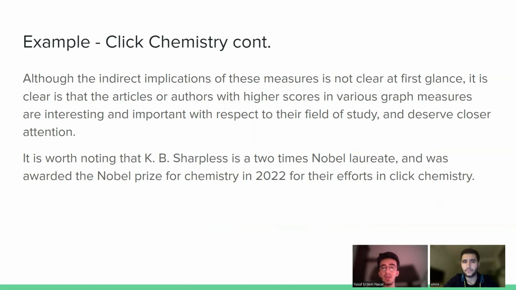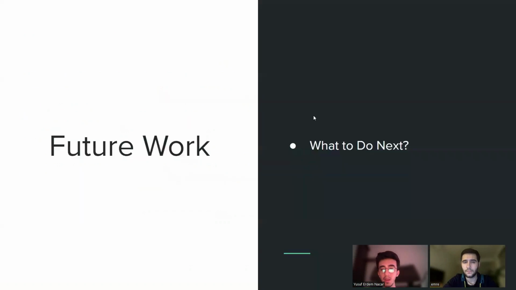And although the indirect implications and meaning of these scores are not clear at first, we can be sure that the nodes with the highest scores are clearly interesting people in their research field and deserve closer attention. And it is also worth noting that Barry Sharpless is a two-time Nobel laureate in chemistry and was recently awarded the Nobel Prize for Chemistry in 2022 for his efforts in click chemistry.